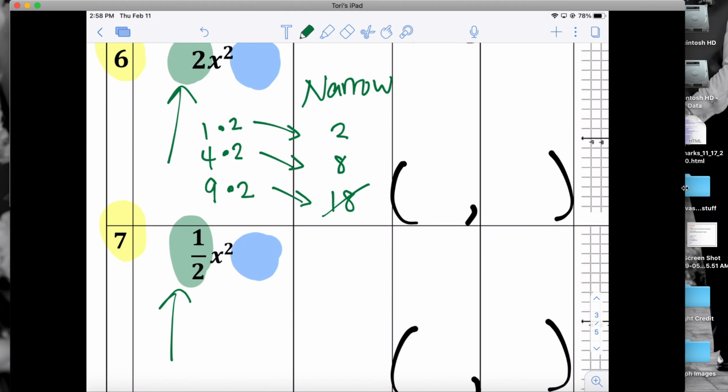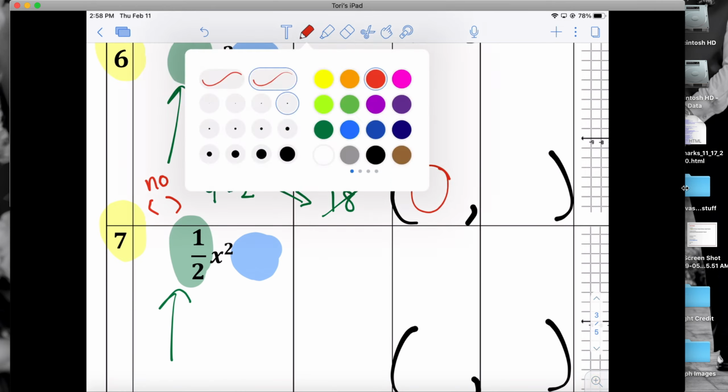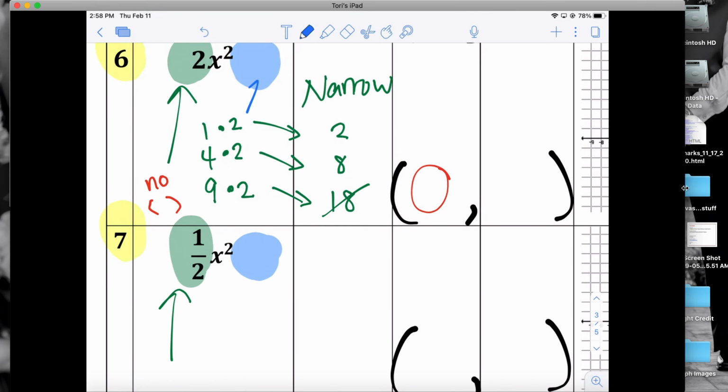Okay. All right, when it comes to the red for number 6, I have no parentheses, so there is nothing happening. That's going to just be a 0. If I asked you the blue, is there anything behind the X squared? That would also be nothing. There's no number there, so I would just say 0.